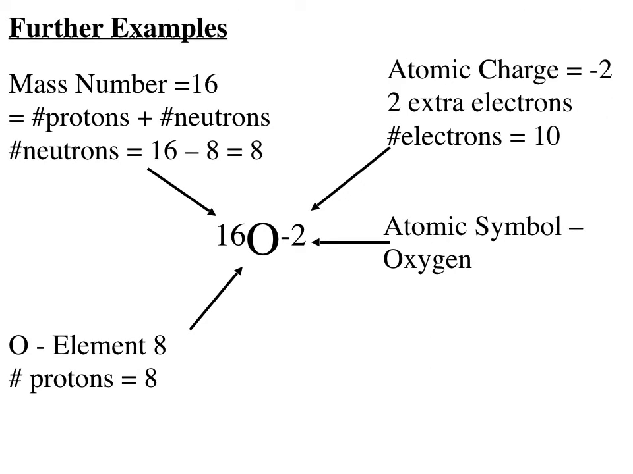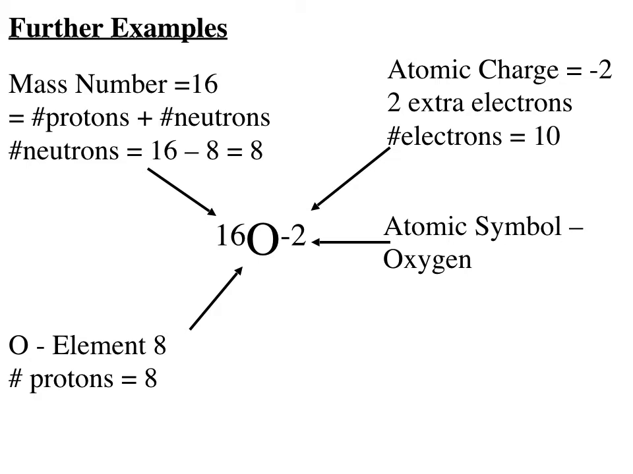Here is another example of finding the subatomic particles in a representation of an atom. Here I see the element with the symbol O. O, of course, stands for oxygen. Because there's no left subscript, I have to tell how many protons it has based on its symbol. I look on the periodic table and I notice O is in box 8, which tells me that this has atomic number 8, or 8 protons in its nucleus.